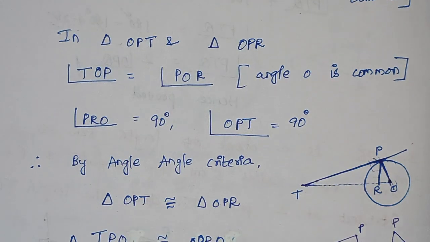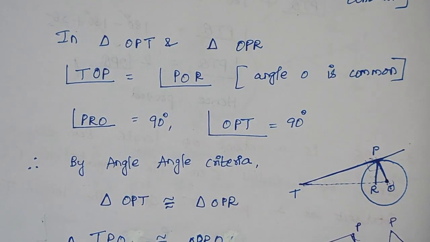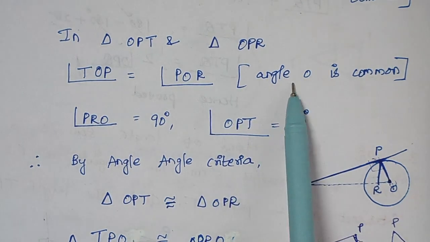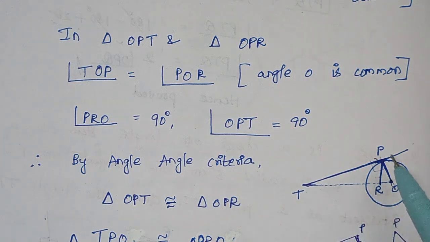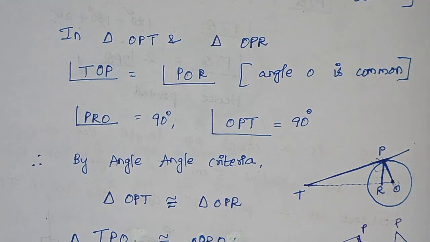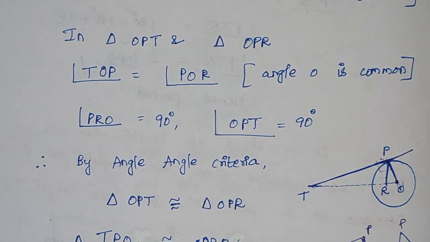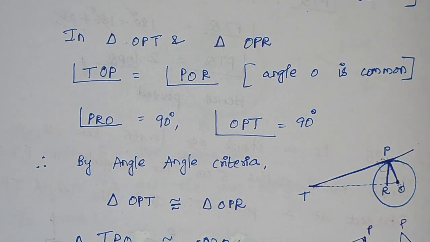Right. So here you see we are having the same angle here. Right, O. Therefore angle O is common. Just write it, right? Here you see TOP is equal to POR or ROP. Okay, anything is fine. And again both these triangles have 90 degrees.